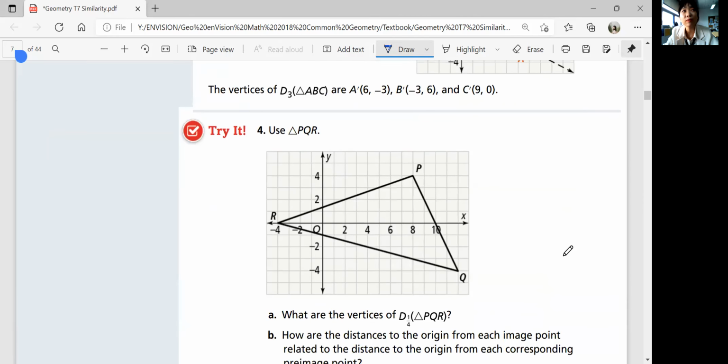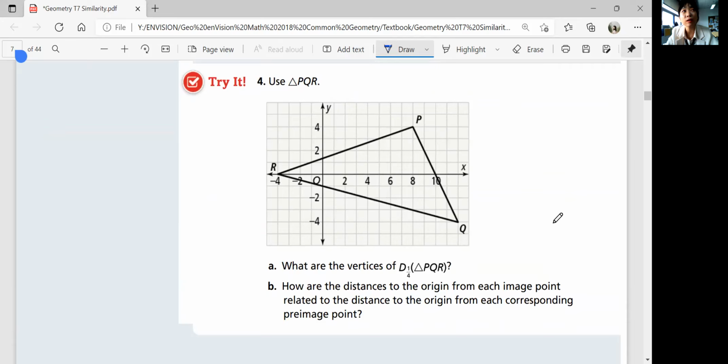So let's look at triangle number 4. You're going to use this triangle PQR. What are the vertices of the dilation of the scale factor of 1/4, center at the origin, of this triangle? And how are the distance to the origin from each image point related to the distance to the origin from each corresponding pre-image point? Okay, so think about this and see if you can solve it by yourself. Come back when you're ready for answers.